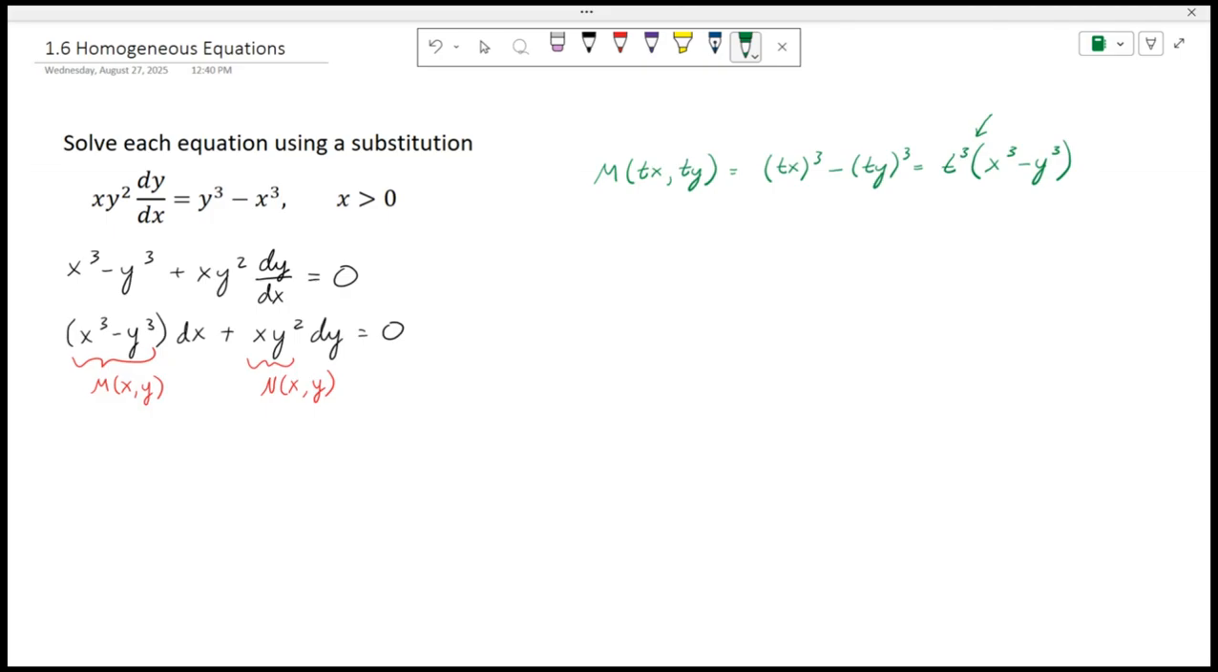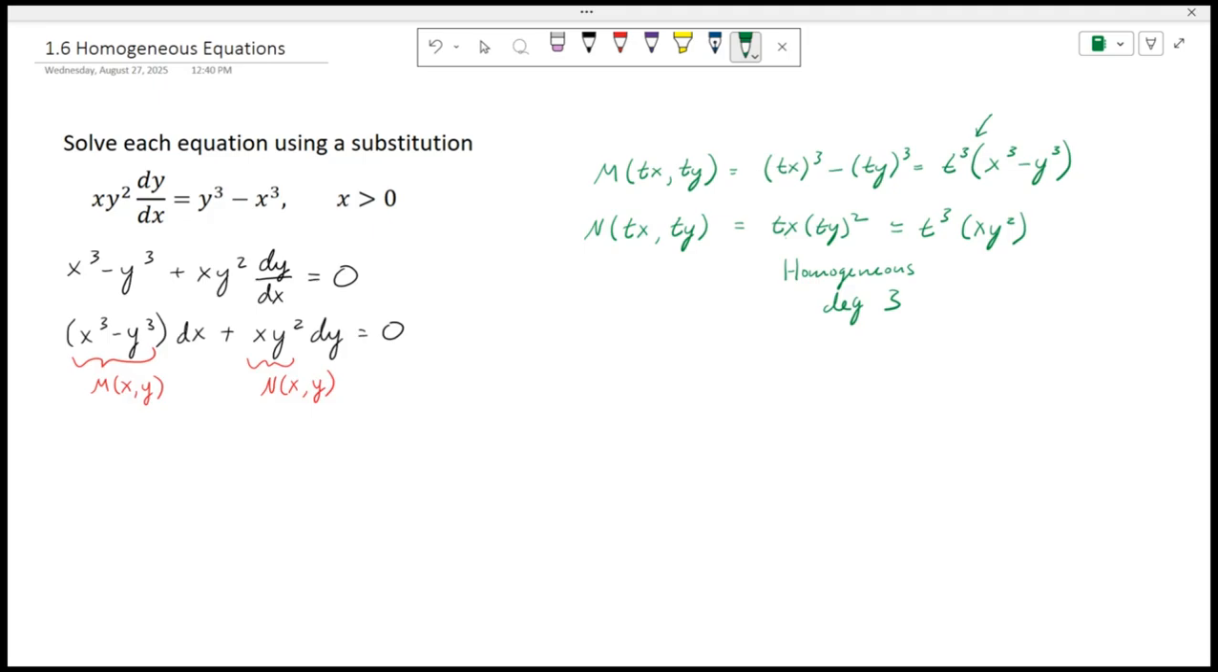Now, in order for the substitution to work, I have to do the same thing for N, and I need to be able to pull out the same power of t everywhere. So N of tx, ty would be tx times (ty) squared. And so I do have a t cubed in there that I can factor out to give me t cubed times xy squared. So both of these are homogeneous, and they're both degree 3. So I'm going to be able to use a substitution.